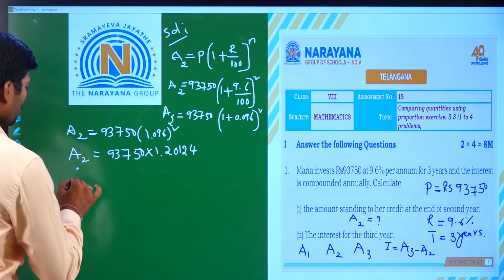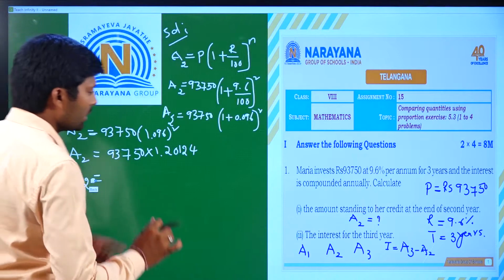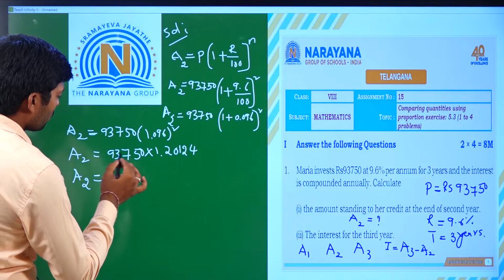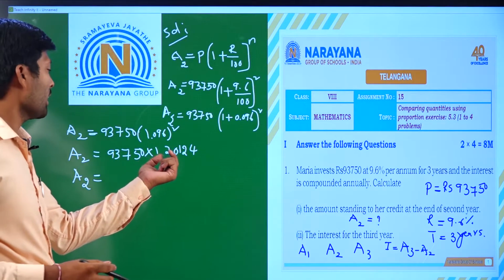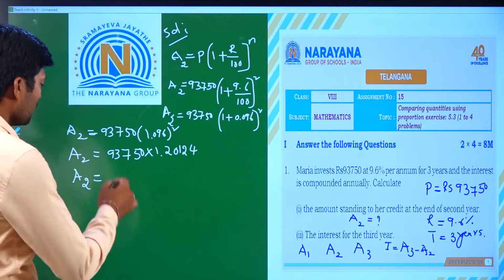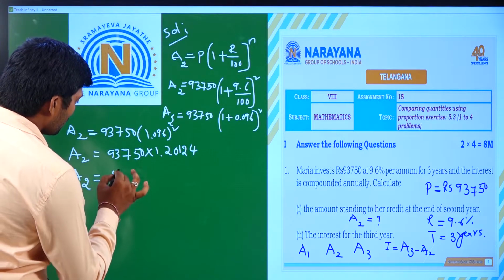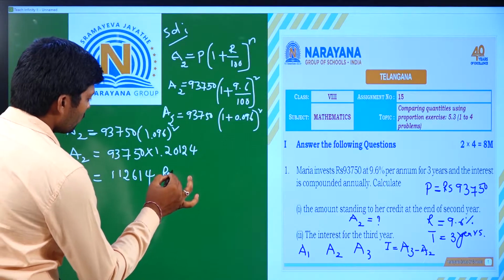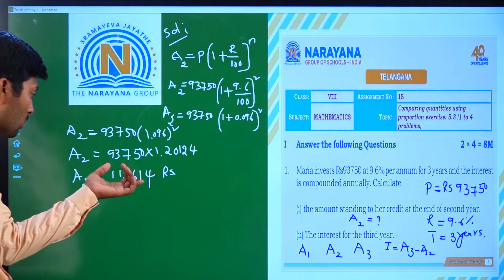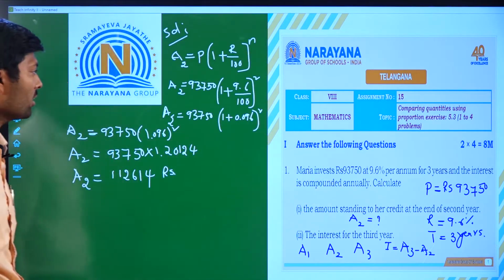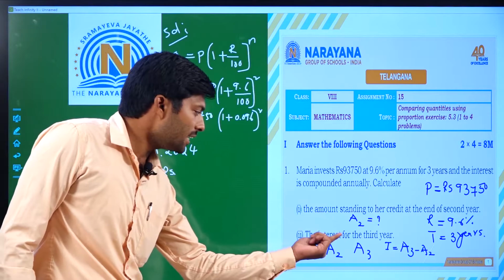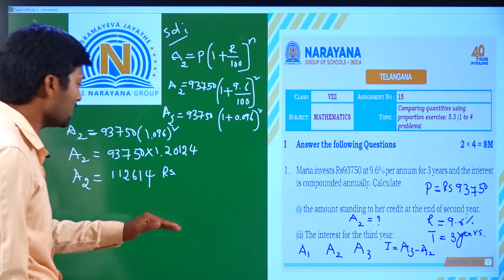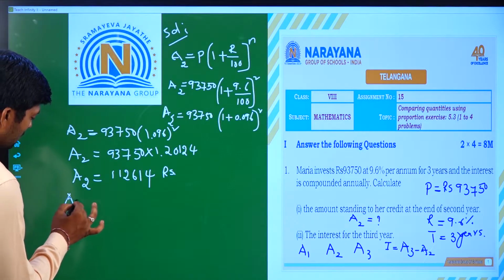Let's take the product of these two so that we can find the amount at the end of second year. The product of 93,750 and 1.2012 is exactly 1,12,614 rupees. This amount is at the end of second year. Now to find the interest for the third year, we need to find the amount at the end of third year also. That is A3.